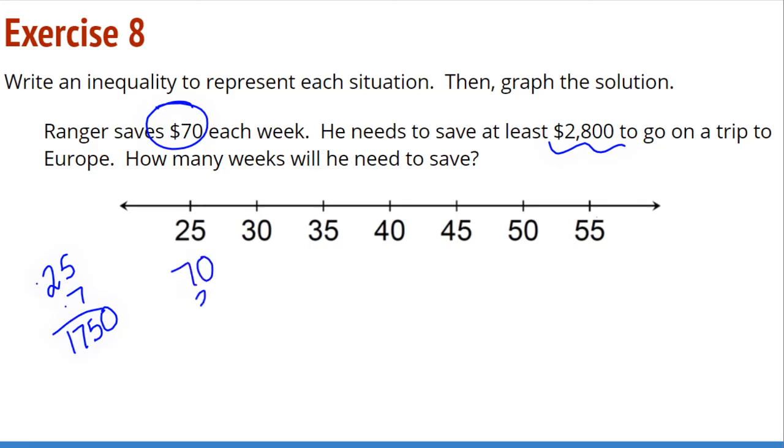70 times 30 is $2,100. We're getting a little bit closer, but still not on the trip. What about 40 times 70? That would get us $2,800.